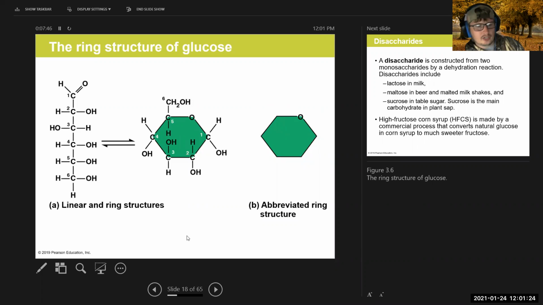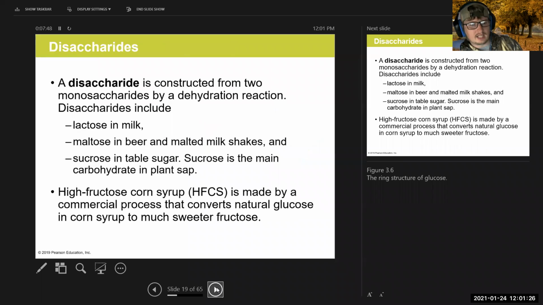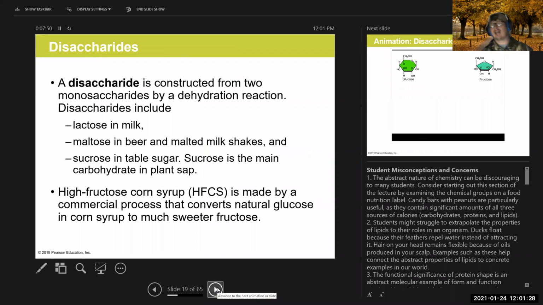Okay, so we talked about monosaccharides. Now we're going to talk about disaccharides. Disaccharides, so you can look at the term and kind of guess at what this is. So mono means one, so one sugar molecule. Disaccharides, di means two, so that means we've got two sugar molecules.